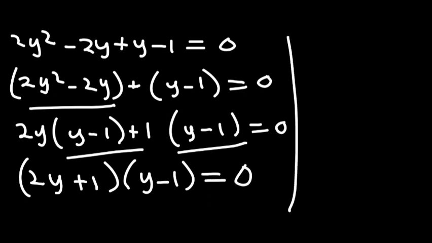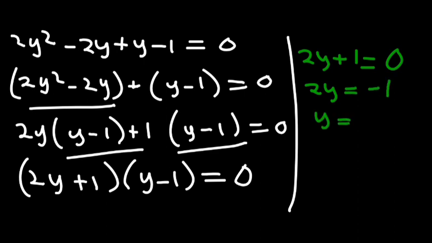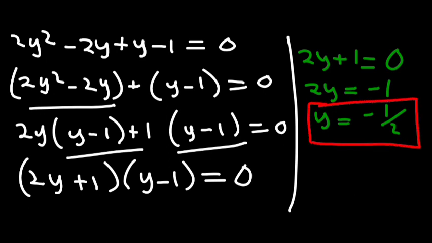Now we can find the value for y. We know that 2y plus 1 is equal to 0. So 2y is equal to negative 1, so y is equal to negative half. So we have got one solution for y. And for another solution, we say y minus 1 is equal to 0, so y is equal to 1. That's the second solution for y.